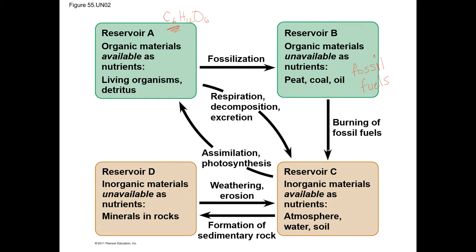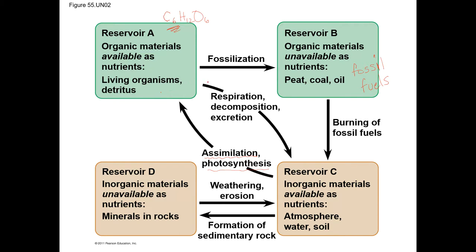If you burn fossil fuels, now they become available again. So they go into the atmosphere or the water or the soil or whatever. When they're available, they can be taken up by the process of assimilation, like when a plant absorbs nitrogen from the soil, or photosynthesis, like when a plant takes in carbon dioxide from the air, or a photosynthetic bacterium or whatever. And now it's in the organic form again, right? Because a photoautotroph can take carbon dioxide and make sugar out of it.